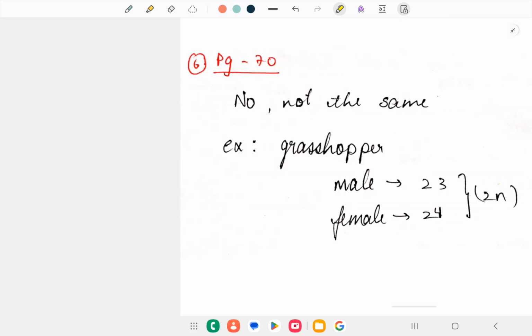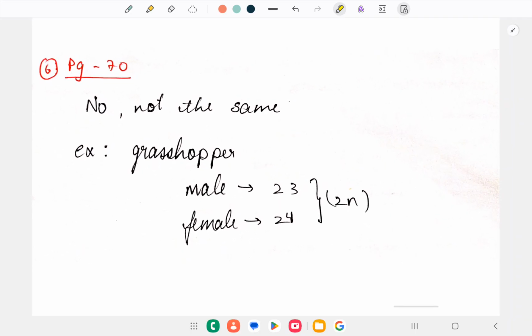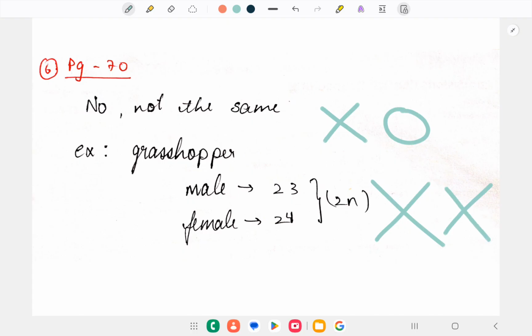No, because they are not the same. In grasshoppers, the male will have 23 chromosomes while the female will have 24. We can say that because in the male we have the XO type of combination, while in the female we have the XX type of combination. So here one chromosome is missing, so the male will have 23 while the female will have 24.